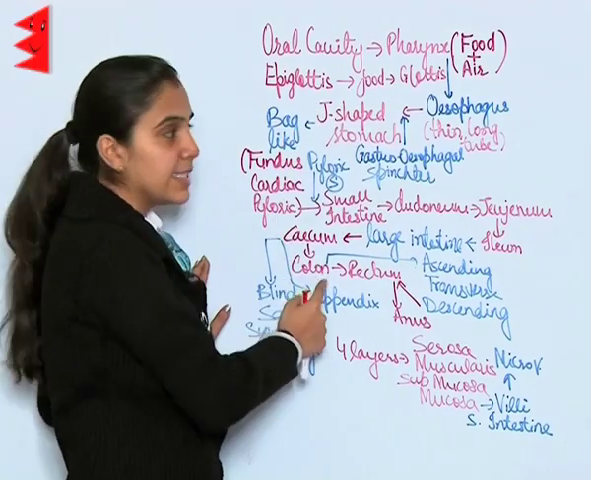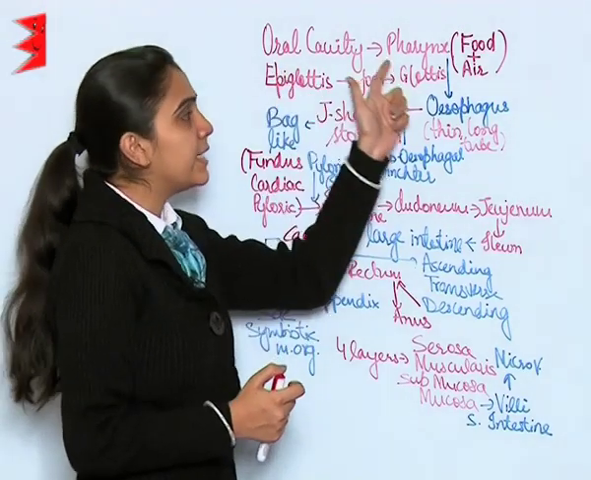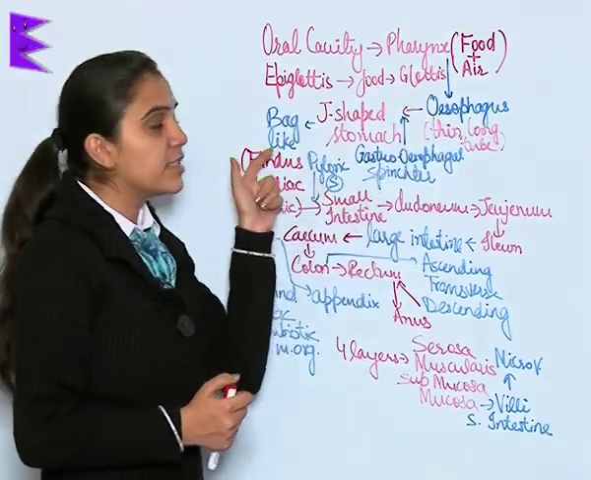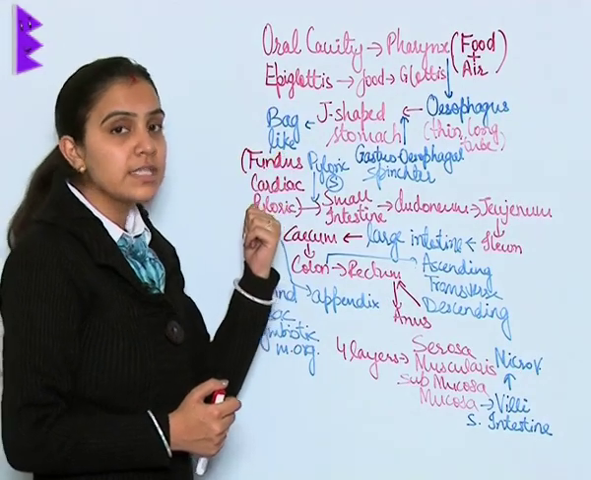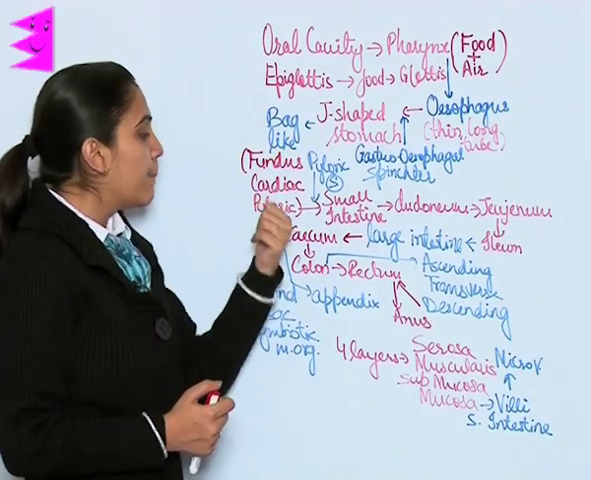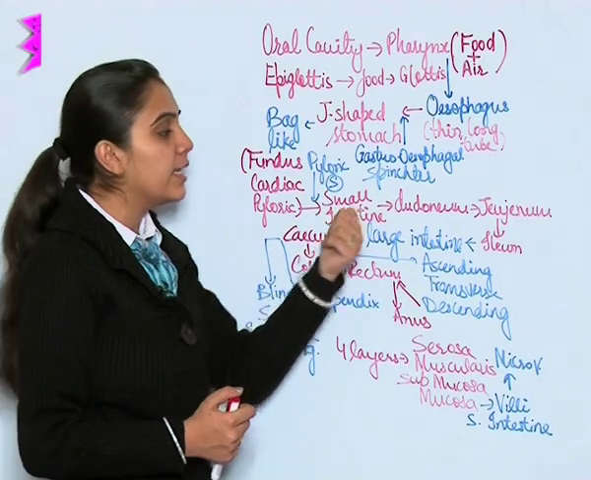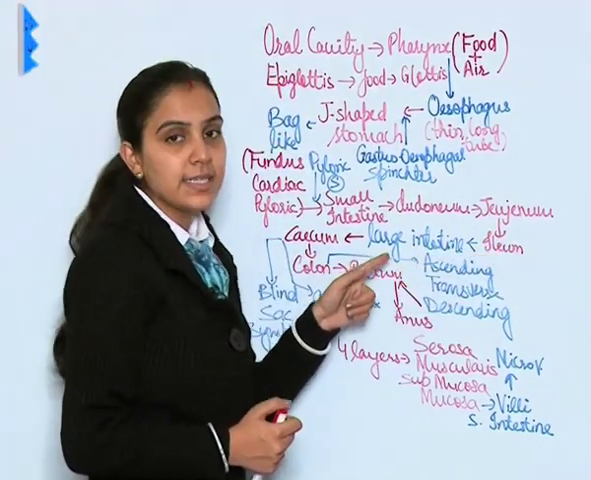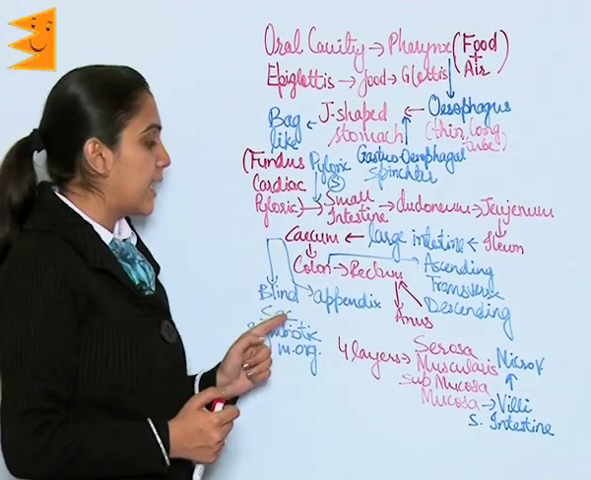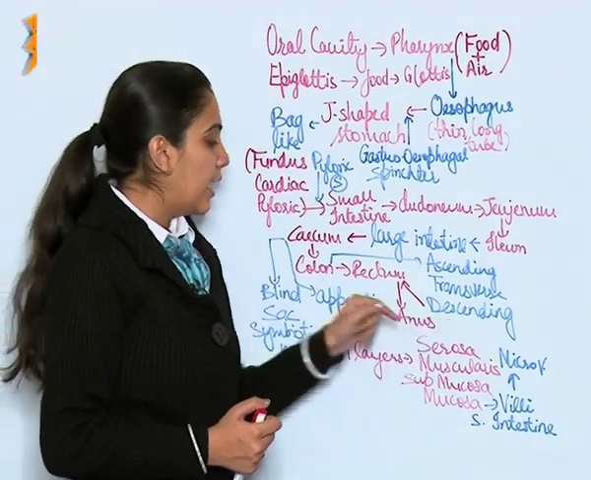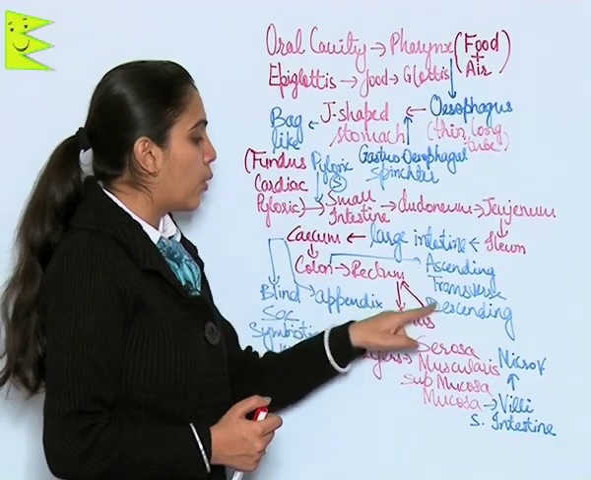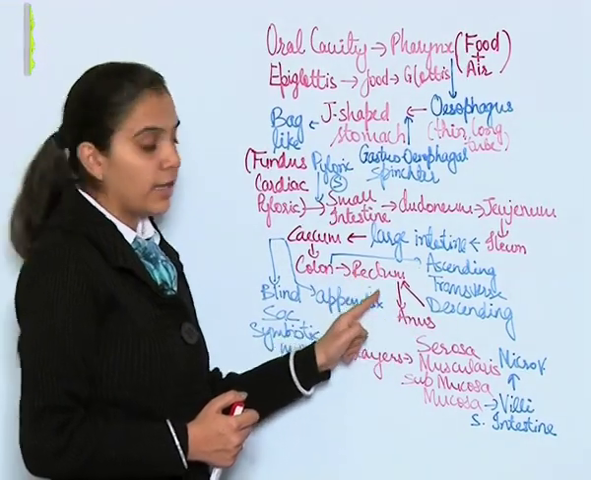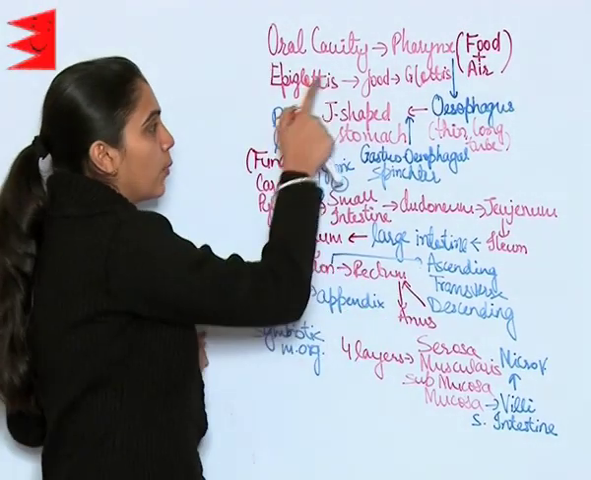Let us revise it. Oral cavity, pharynx, esophagus, stomach: fundus, cardiac, pyloric; pyloric into the small intestine: duodenum, jejunum, ileum; ileum into the large intestine: cecum, colon, rectum; the colon's descending part into the rectum and then the anus.